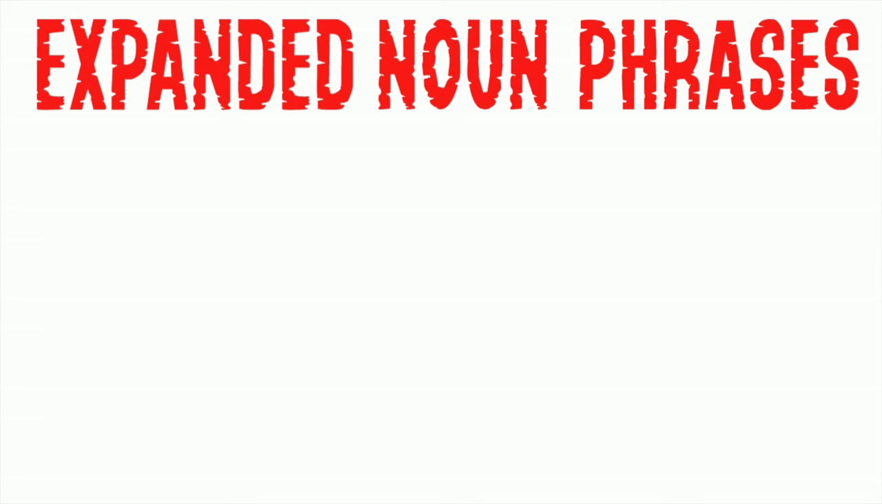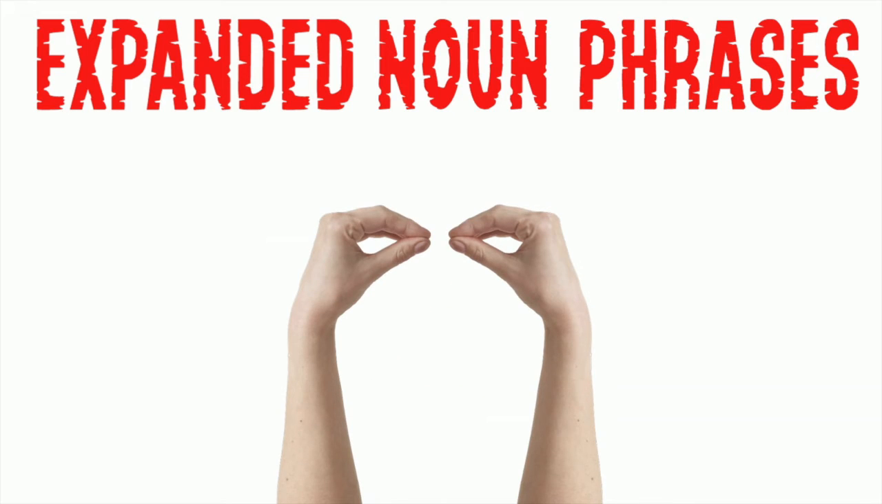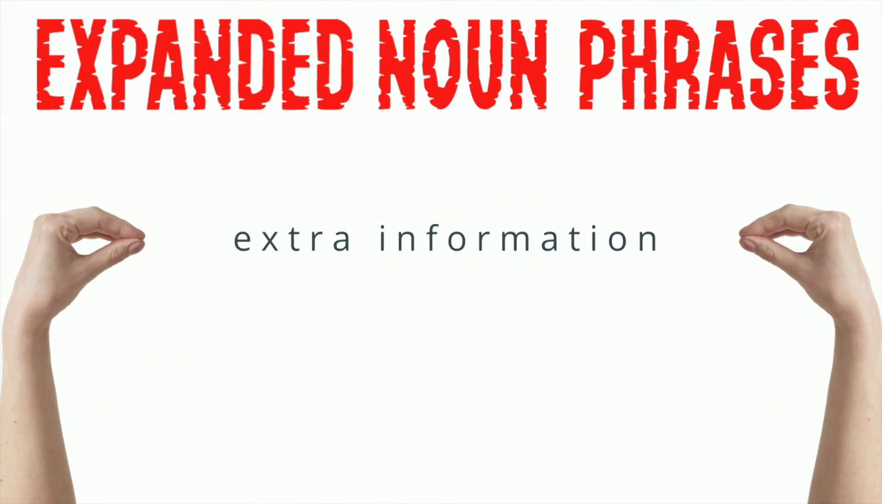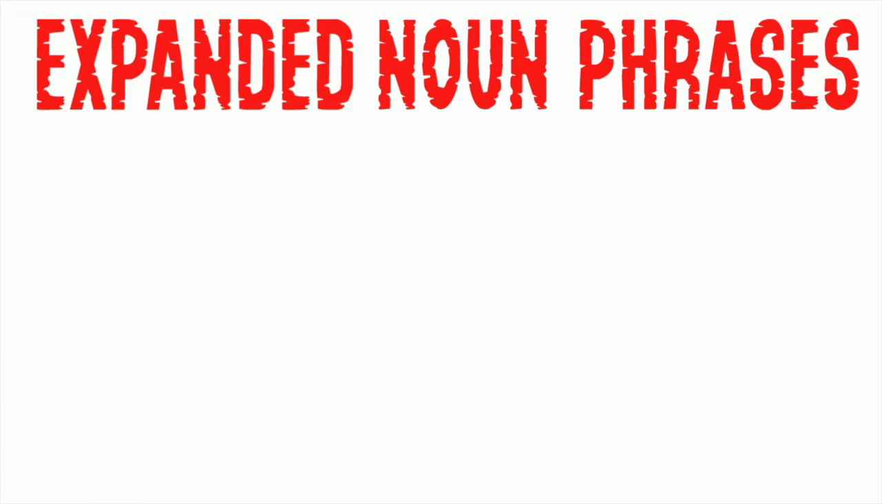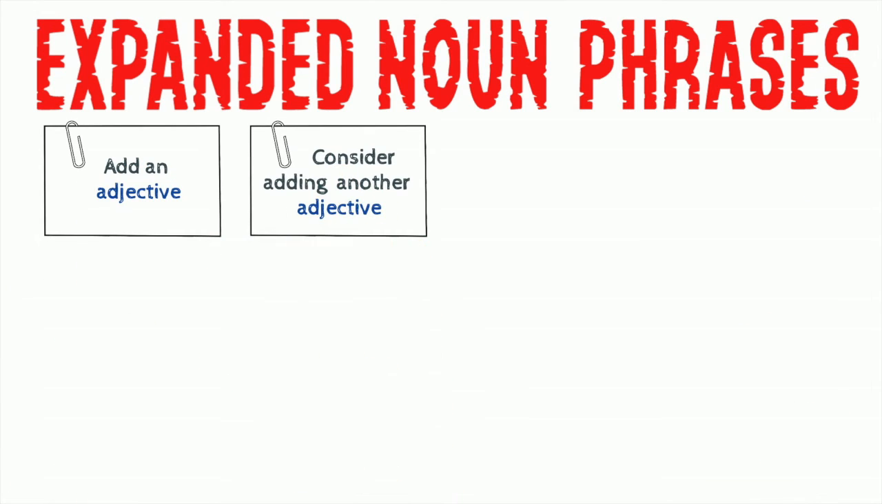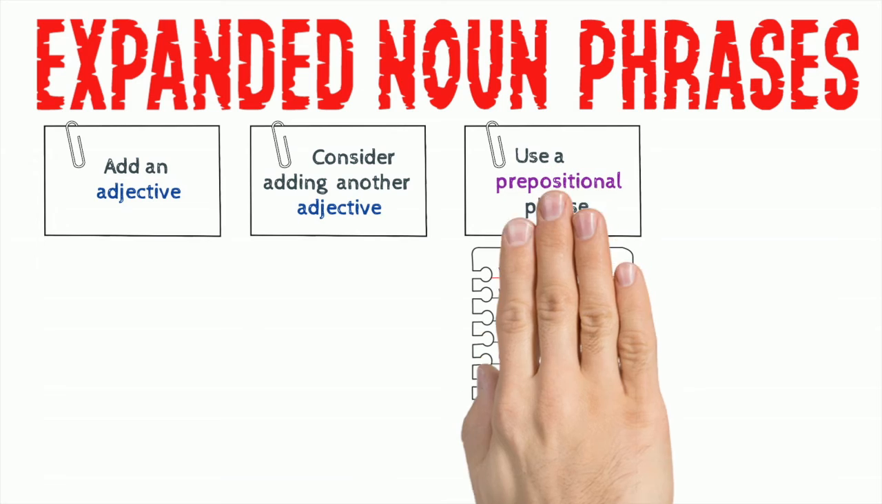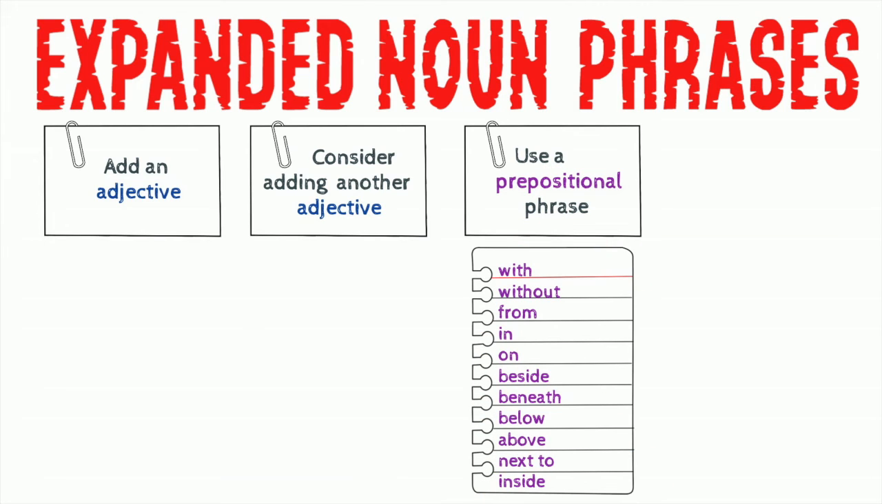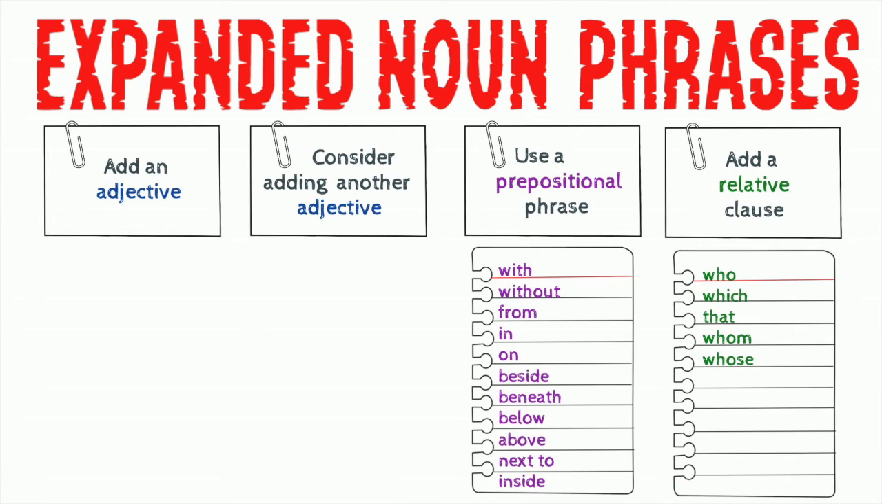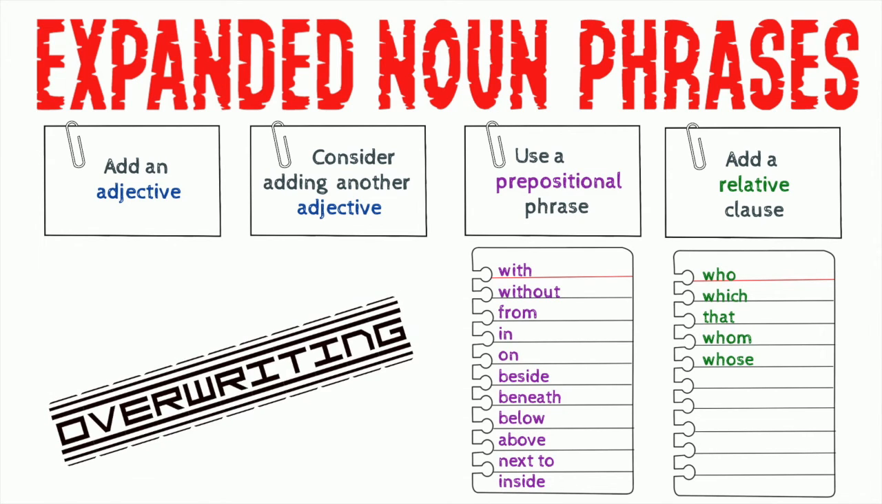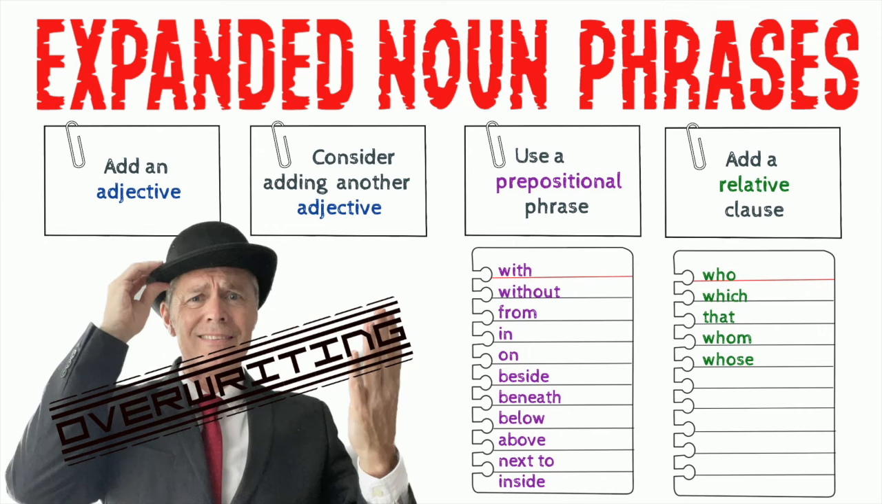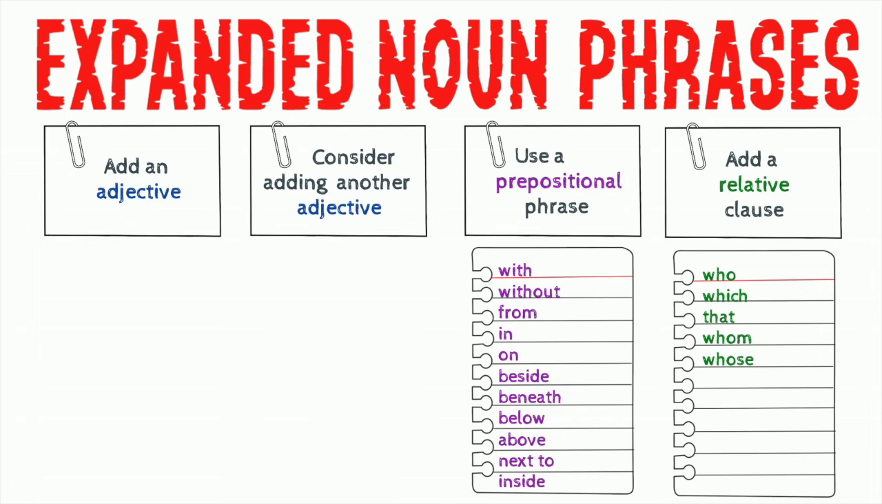So, to sum up, expanded noun phrases add extra information about the noun. To do this, you could add adjectives, you can add a prepositional phrase, or you can add a relative clause. However, be careful of adding too much. Overwriting can overwhelm the reader. And with that, let's head back to our cabin setting description. We'll rewrite it using what we've just learnt.